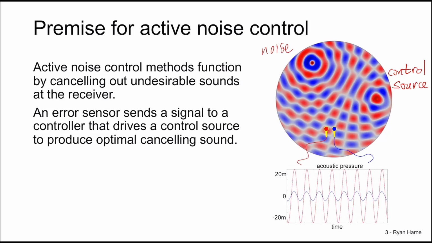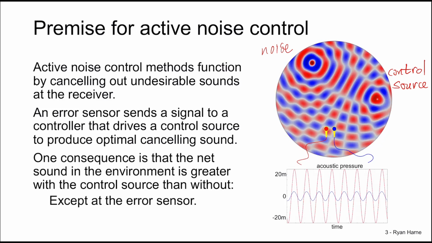On the other hand, by using an additional microphone in the environment, we find that the net sound in the environment is actually greater with the control source than without, except at the location of the error sensor. This is a fundamental challenge of active noise control approaches.